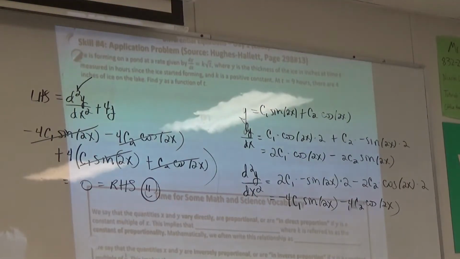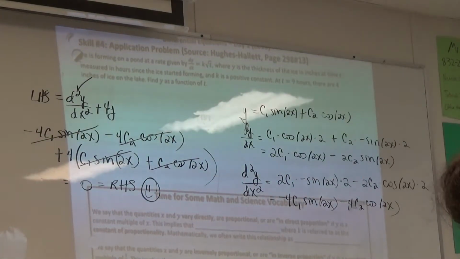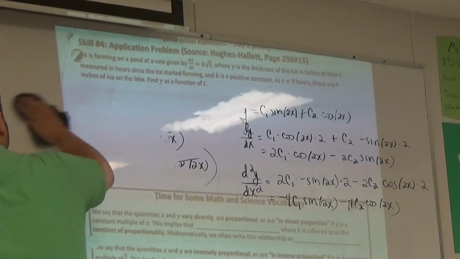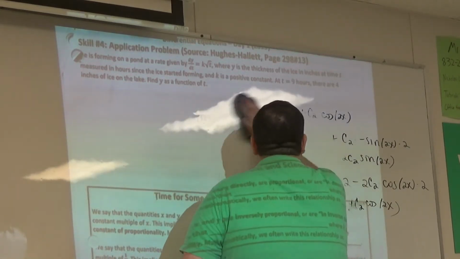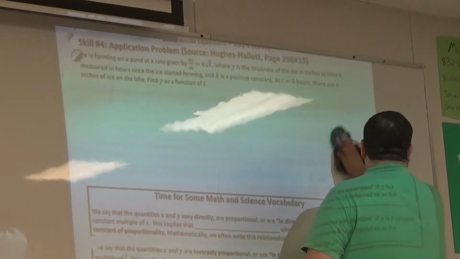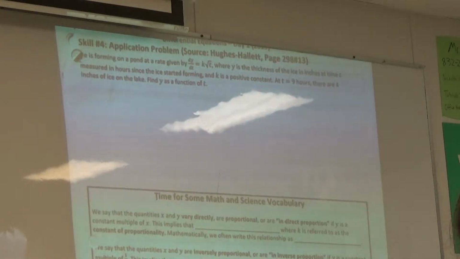I'm going to give you 2 minutes or so to try this. Trust the instincts. This is just another differential equation. Trust the instincts here. And feel free to talk to whoever you're sitting next to. 2 brains are better than 1.